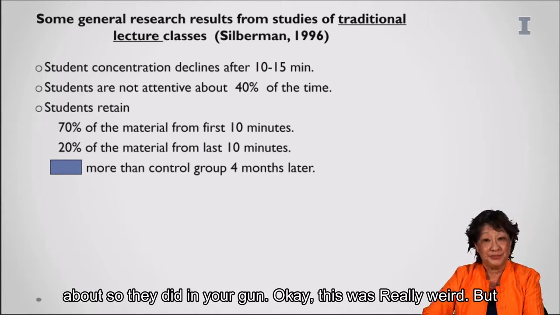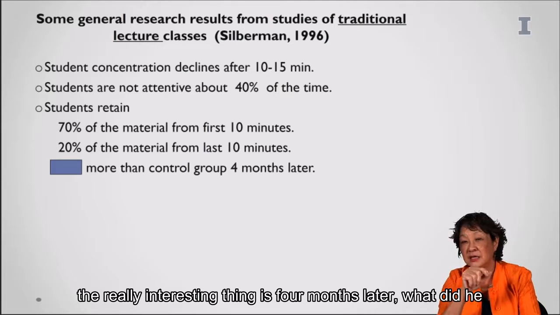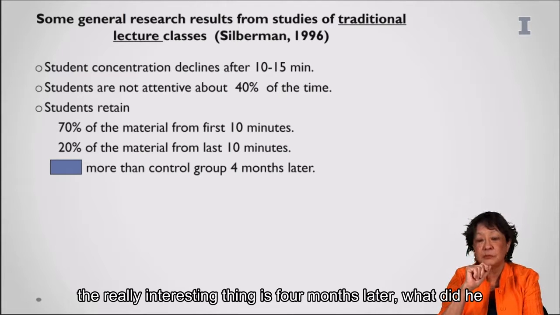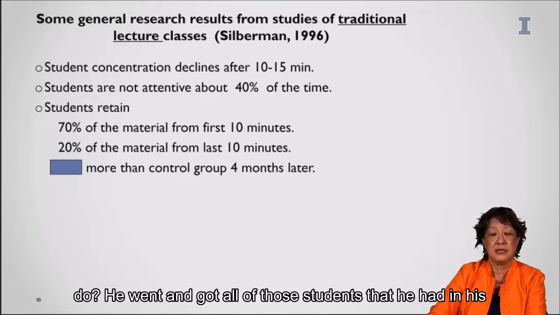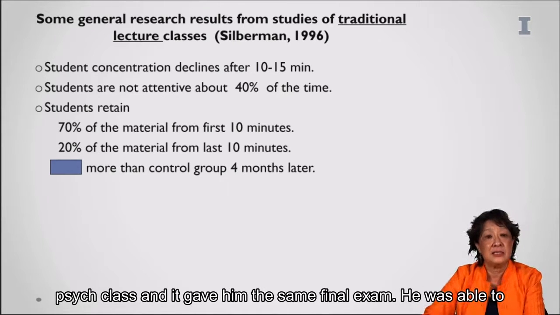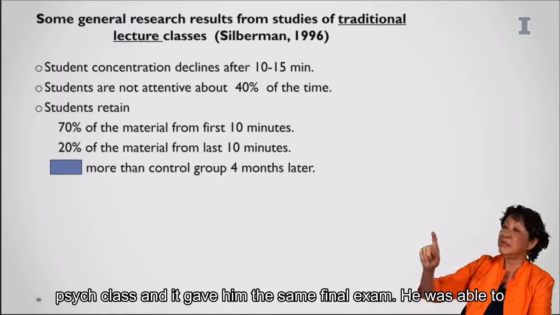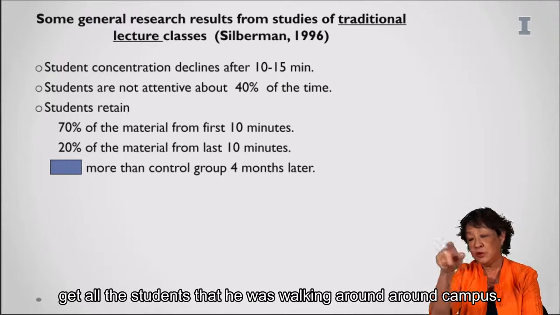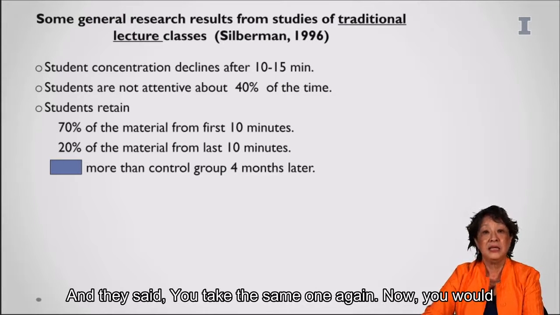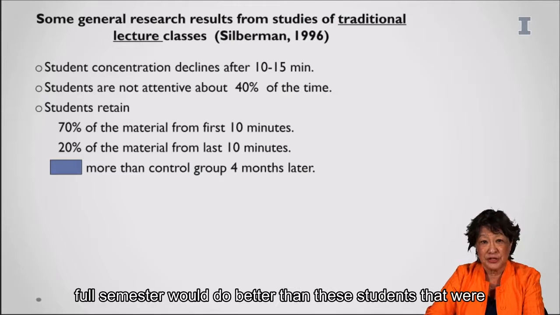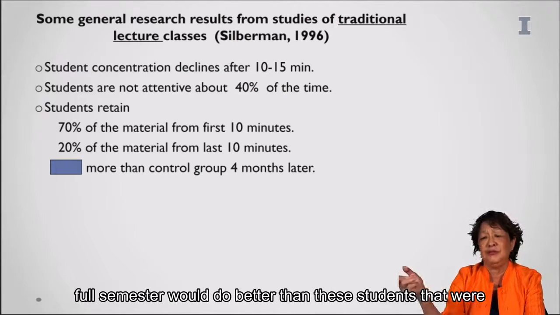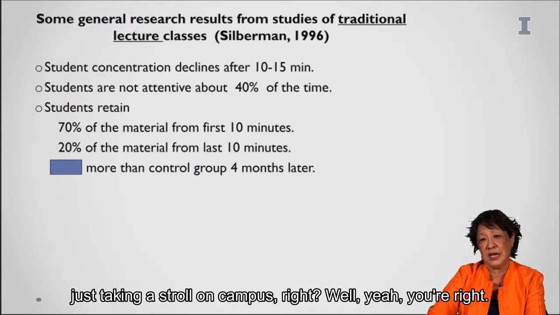So they did. And you're going, okay, this is really weird. But the really interesting thing is 4 months later, he went and got all of those students that he had in his psych class, and he gave them the same final exam. He was also able to get the students that were walking around campus, and he said, you take the same one again. Now, you would imagine that those psych students who stayed with you a full semester would do better than these students that were just taking a stroll on campus, right?